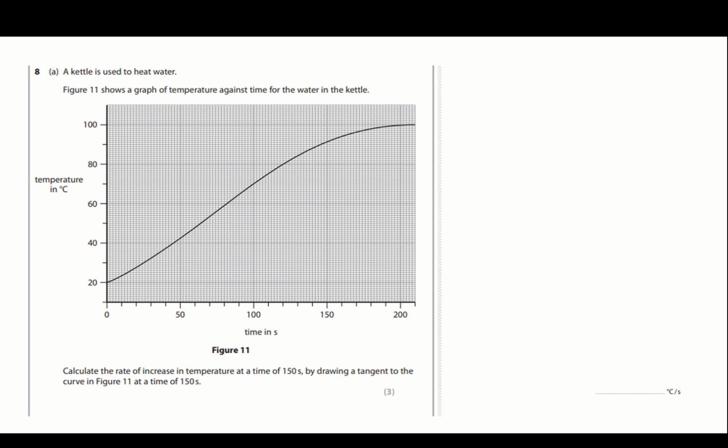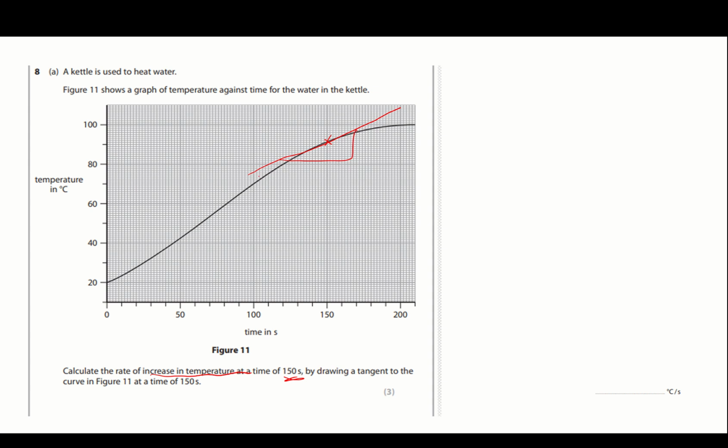Okay, question 8. So we've got transfer thermal energy, and it says calculate the rate of increase in temperature at a time of 150 seconds. So you'd have to go up there, and then the crucial part is if I want the rate at that point, like you do in chemistry for rates of reaction, draw a tangent to the line.